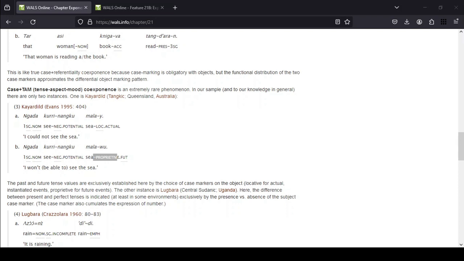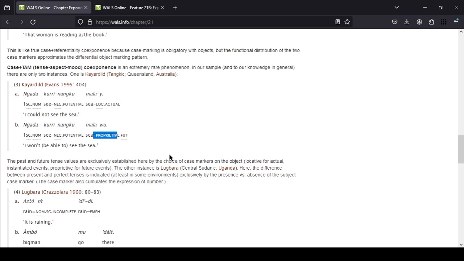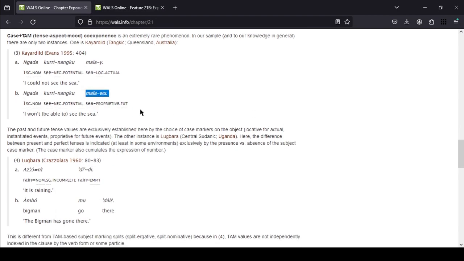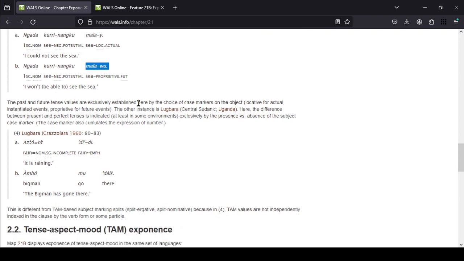Yeah, the timer's ticking up. So this marks TAM and case, which is very rare. The past and future tense values are exclusively established here by the choice of case markers on the object, locative for actual instantiated events, proprietive for future events. Okay. The other instance is Lugbara. Here, the difference between present and perfect tense is indicated, at least in some environments, exclusively by the presence versus absence of the subject case marker. Interesting. Wow.